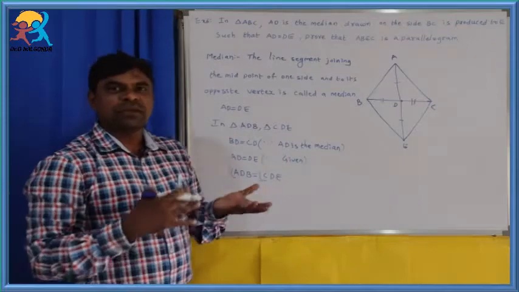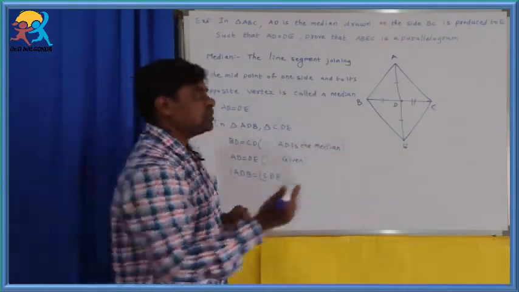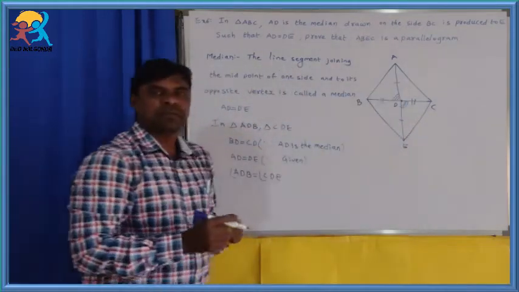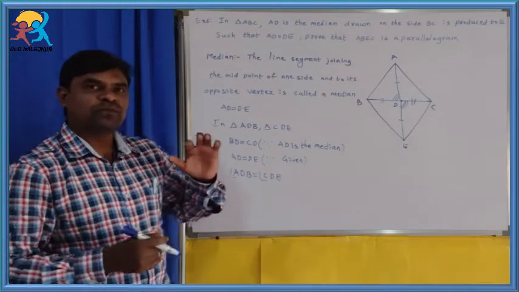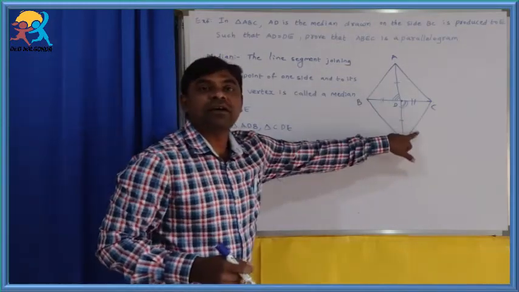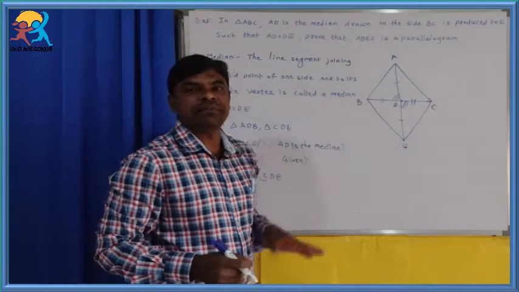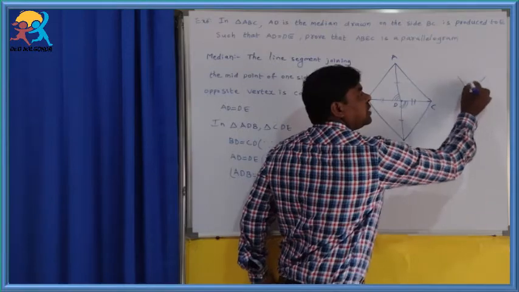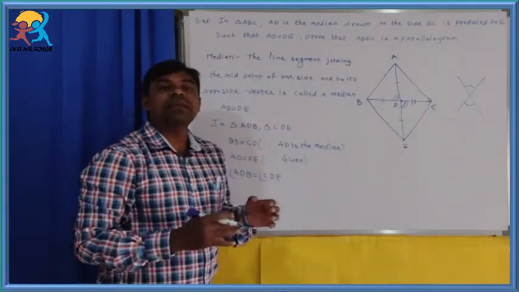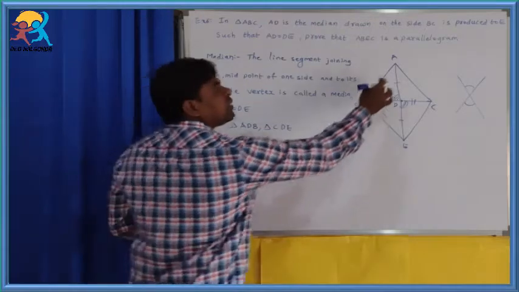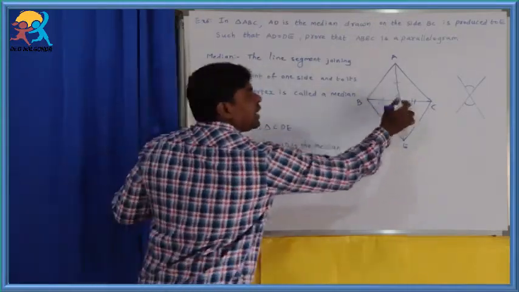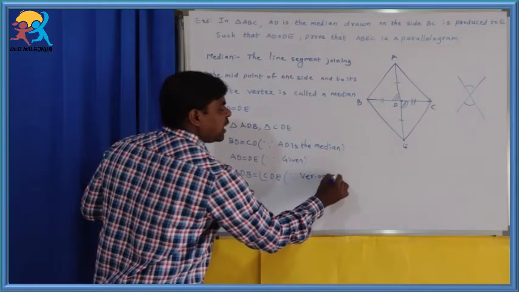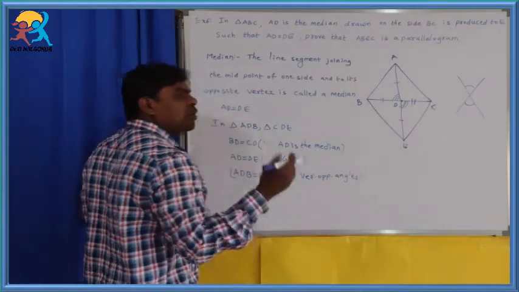How can I write that both the angles are equal? These two angles are called vertically opposite angles. If two lines are intersecting, then the opposite angles are equal. They are called as vertically opposite angles. That is why angle ADB is equal to angle CDE. Write the reason. Since vertically opposite angles.